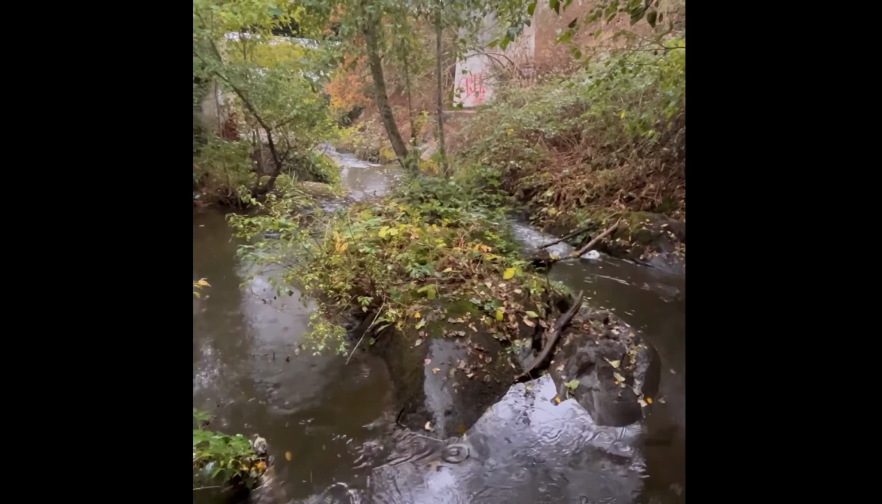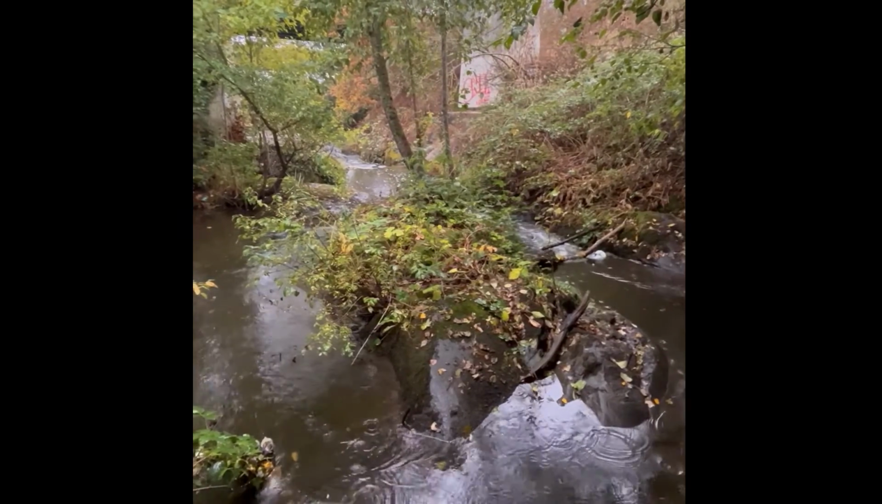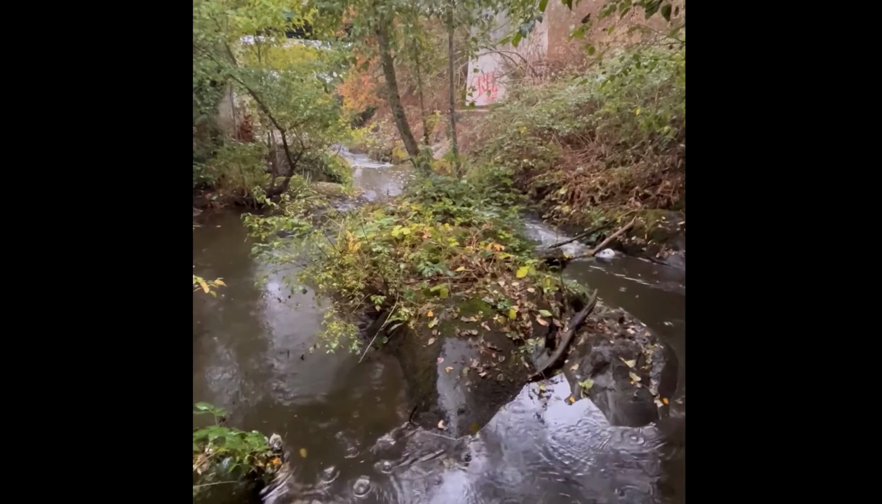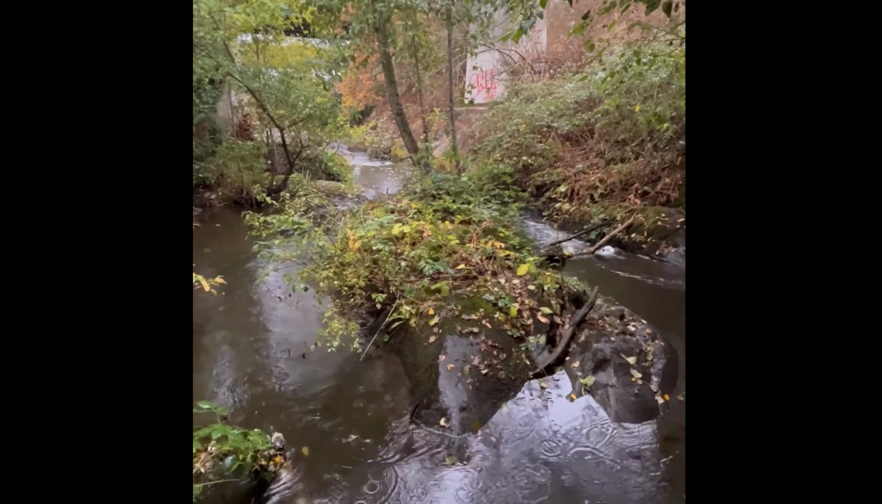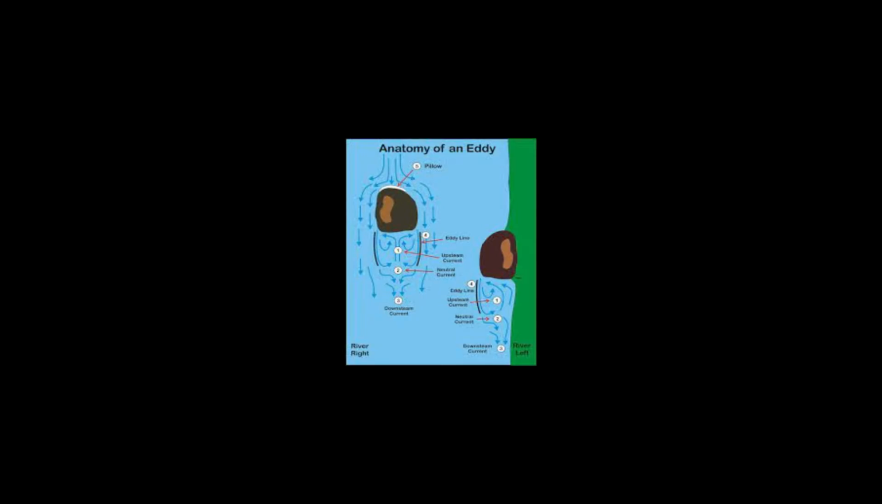In the area of the creek we observed, eddies were a prominent feature. An eddy is an area of a river where an obstacle blocks the flow of water and creates a spiraling current behind or around it. Usually an eddy will reverse the direction of flow in the river and cause the water to flow slightly upstream.